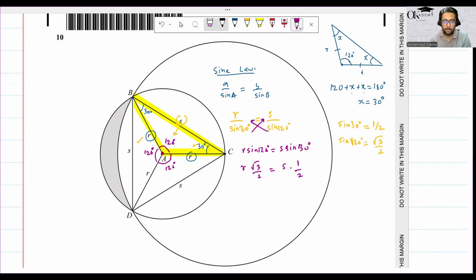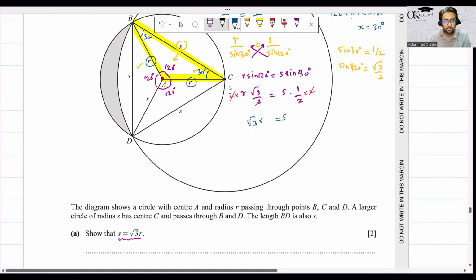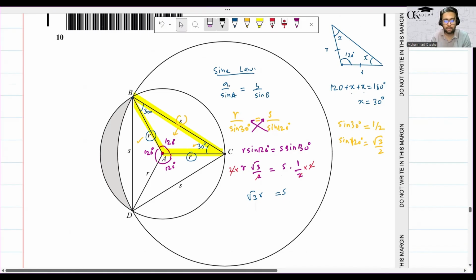1 over 2. If I were to simplify it, I could just multiply both sides by 2 to cancel out the 2, right? And I'll be left with s equals square root 3r. Is that what we were trying to prove? Yeah, s equals square root 3r, and we just proved this to ourselves. I hope it makes sense, right?